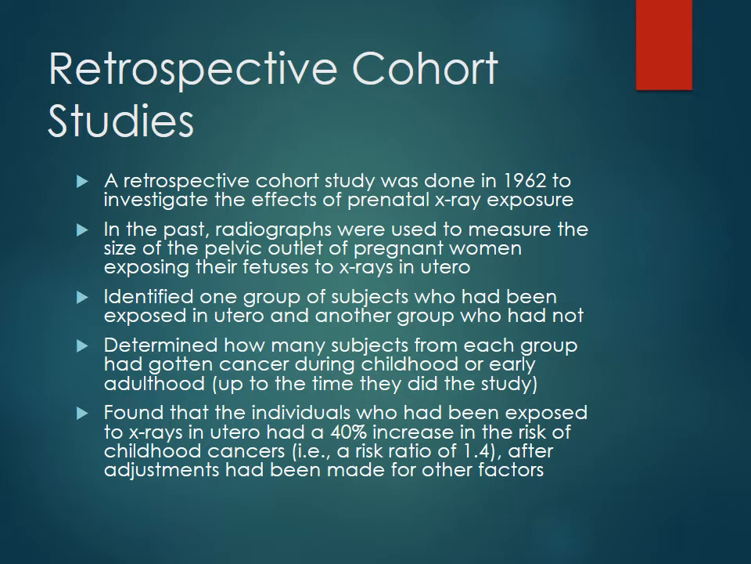And so they were identifying one group of subjects who had been exposed in utero and the other group who had not. So again, defining them based on the risk factors and retrospectively. And then determining how many subjects from each group had gotten cancer during childhood or in early adulthood, right? So that was up to the time where they started the study. And so they found that individuals end up having a risk ratio of 1.4. So they end up having a 40% increase in the risk of having cancer if they had been exposed to those X-rays. So based on that, we don't use X-rays for pregnant women, or at least put some lead on them.